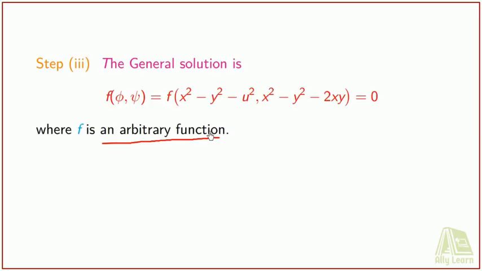Now I move on to my second step, in which I have to put the Cauchy data in this expression in order to get a relation between phi and psi. Or in other words, I have to eliminate or get a particular value of this function f. Here the function f is arbitrary. After putting the Cauchy data, I will get a particular value of f. So now let's move on to our second step, in which we put the Cauchy data in the general solution.